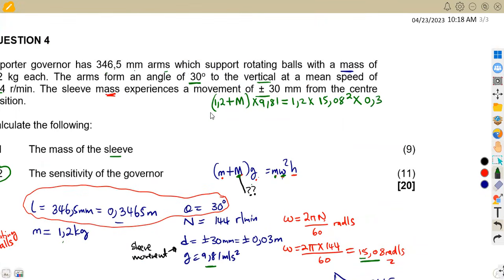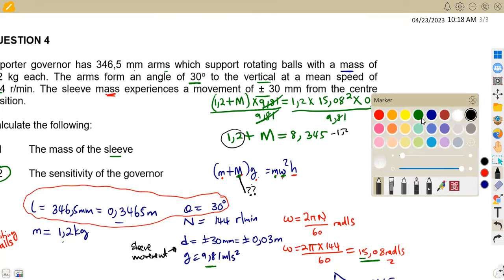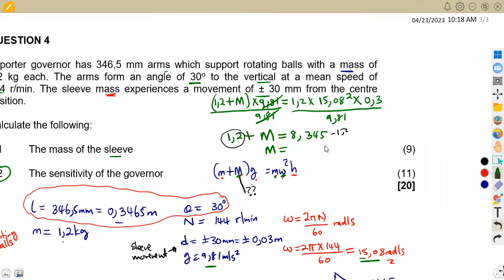So you can multiply whatever you have here. We divide by 9.81, which is affecting the bracket. So you can divide by 9.81. Which means 1.2 plus the mass of the sleeve is equal to whatever you're going to obtain from this side, which is something like 8.345. So to find M, we can transpose 1.2 to the other side, so it's going to subtract. So it's going to be minus 1.2. So M is going to be 8.345 minus 1.2, which is something like 7.145 in kgs. All right.